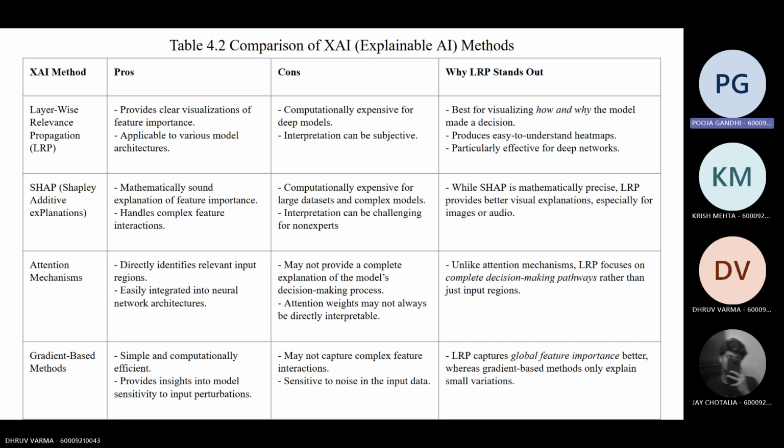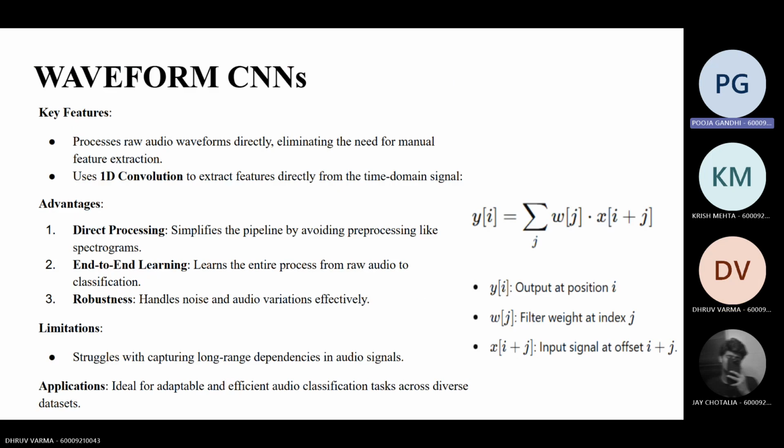Okay. So these are the advantages of the waveform CNN. The main advantage is direct processing. It is a very simple pipeline which avoids the pre-processing step. It directly processes the raw audio files, and it is also end-to-end learning. It learns the entire process from the audio to the classification. It also has some limitations, but we are not bound by them since our advantages are stronger for working with our waveform CNN. Drew, can you please go for it? Yeah.